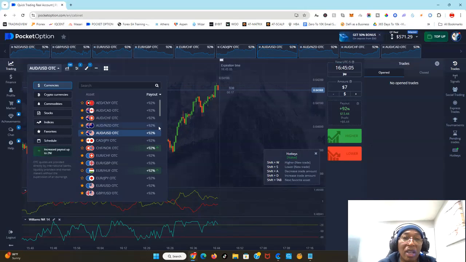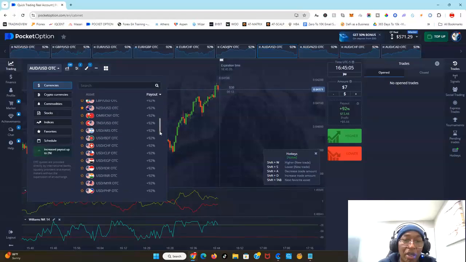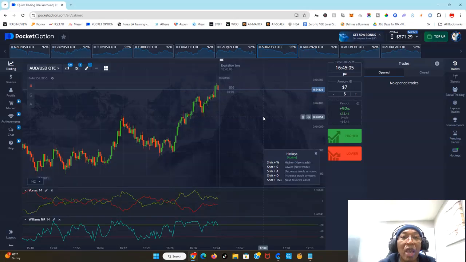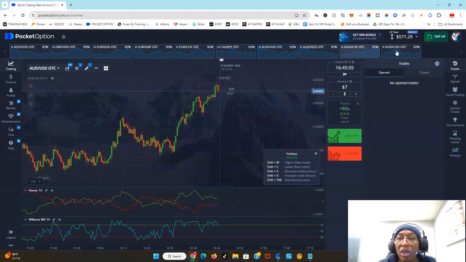Similarly, for any other pairs, you can see here there are many other pairs. Some of them are paying less, like 65, so we don't go for those. We just go for the ones that are paying the highest, which is 92%. All right, so we're going to pick a pair that we like. We can use any pair.